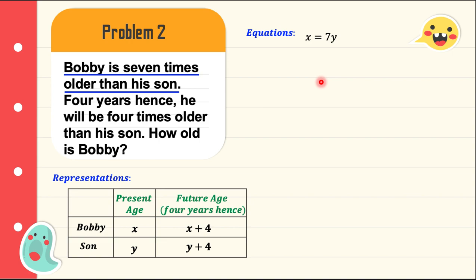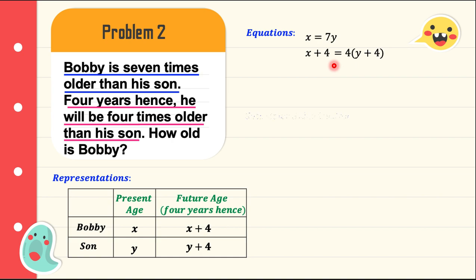Okay, and then let's proceed in making the second equation, which is 4 years hence, he will be 4 times older than his son. So we're going to look at the table for the future age. So that way, this he pertains to Bobby. So as we represent it, that is x plus 4. That will be equal sign. And then 4 times older than his son. So 4 times the quantity of y plus 4.